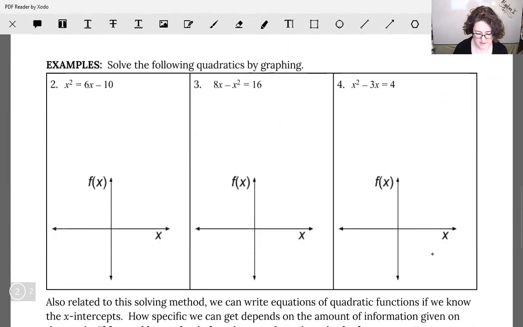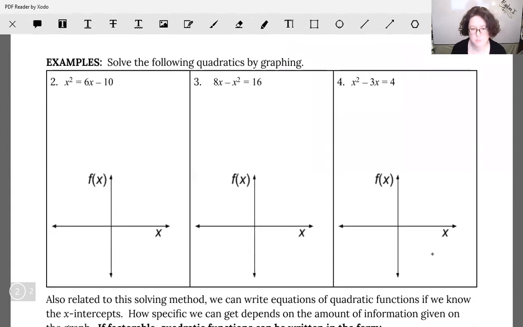Okay, so examples, we're going to solve each of the quadratics by graphing. So again, the biggest thing is we're going to want to go through and actually graph these out. But before I do that, again, make sure everything is set equal to 0. So we're going to do x squared, move everything over. So subtract your 6x, add your 10, and set that equal to 0. And then we pop over to Desmos and we graph it out.